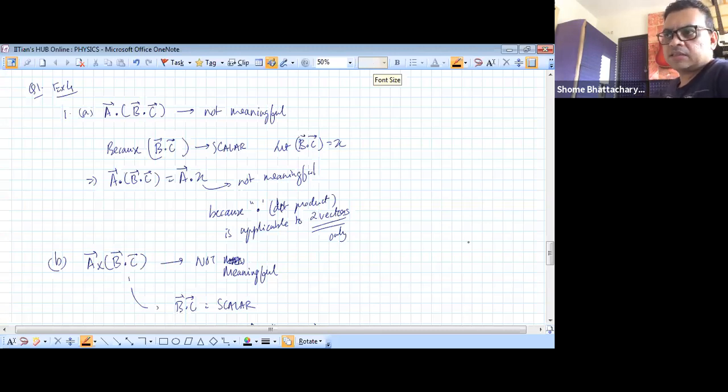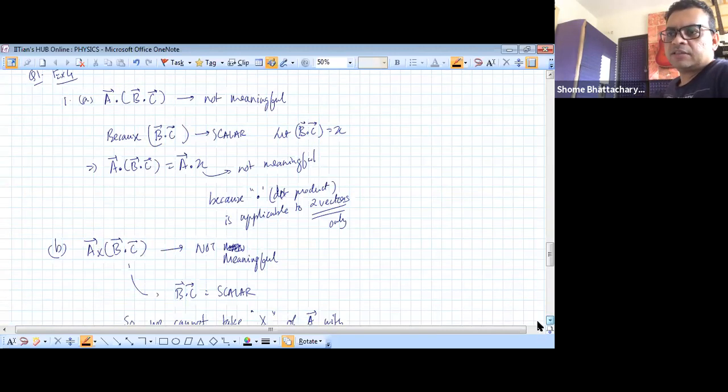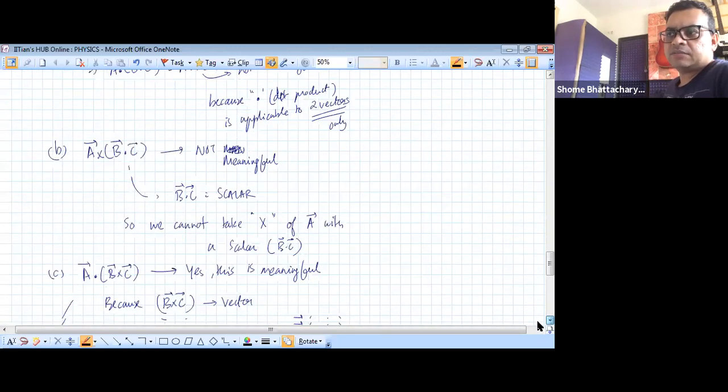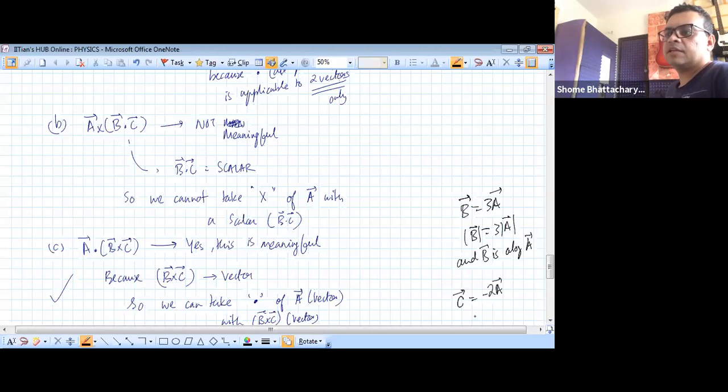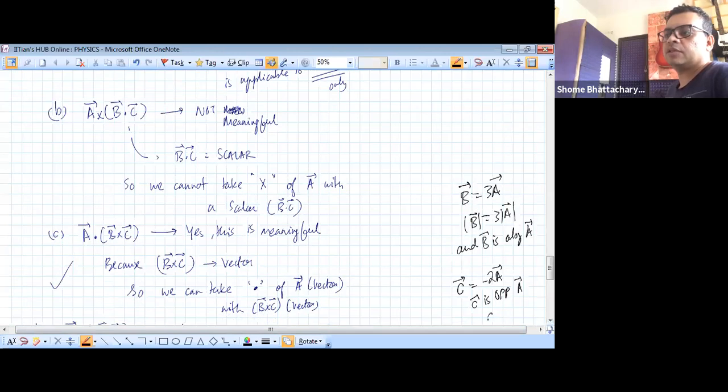Yes, Srishti, that is considered a scalar quantity, and depending on whether that number is positive or negative, the vector's direction becomes the same or reversed. For example, if we write vector B is equal to 3 times A, that means vector B's magnitude is 3 times vector A's magnitude, and B is along A. Whereas if we say another vector C is minus 2 times A, that means C is opposite to A. The direction is opposite, but the magnitude of C is 2 times the magnitude of A.